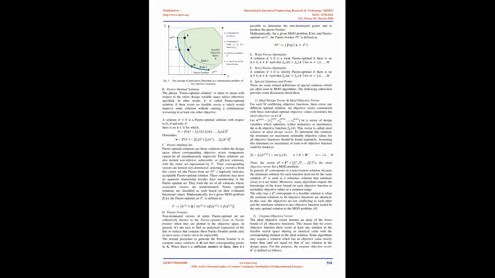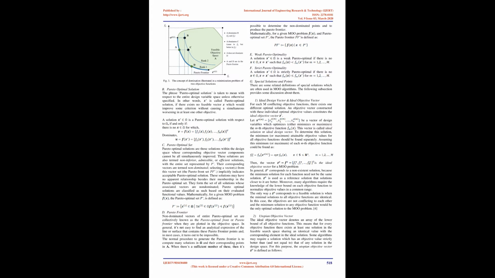B. Pareto optimal solution. The phrase Pareto optimal solution is taken to mean with respect to the entire design variable space unless otherwise specified. In other words, a solution is called Pareto optimal if there exists no feasible vector x which would improve some criterion without causing a simultaneous worsening in at least one other objective. A solution is a Pareto optimal solution if and only if there is no other solution which dominates it.